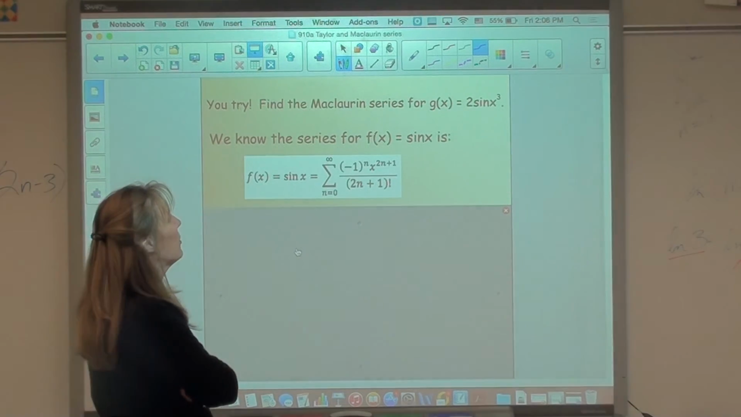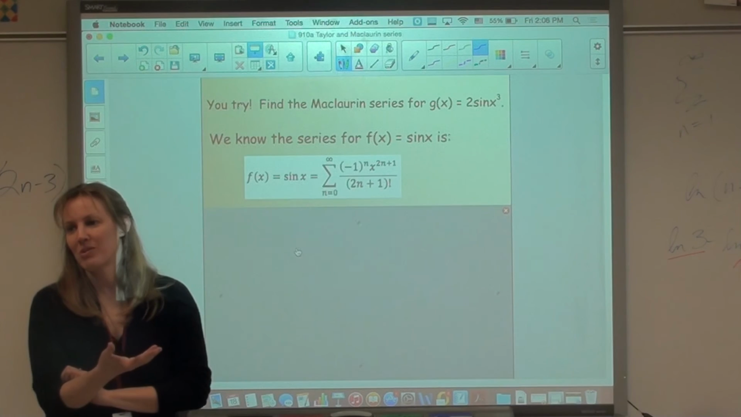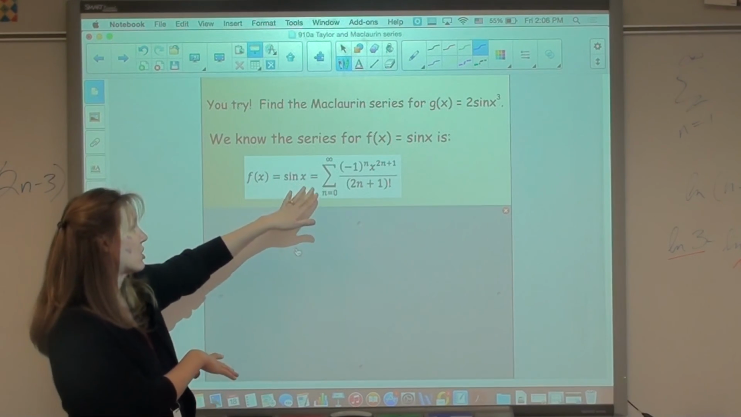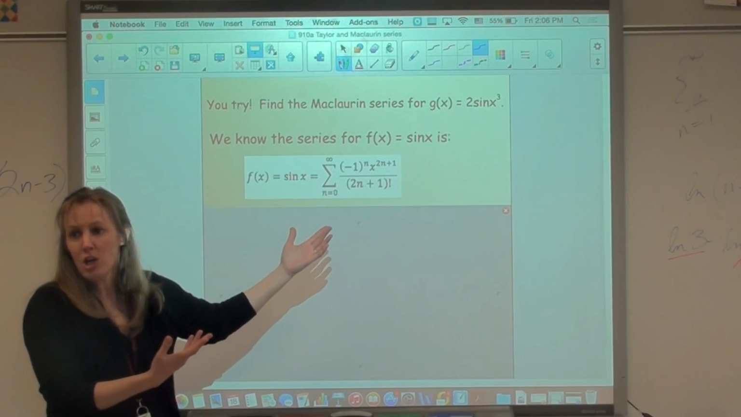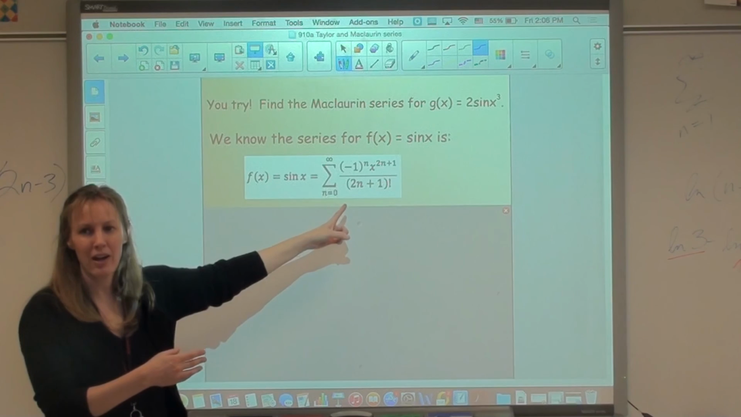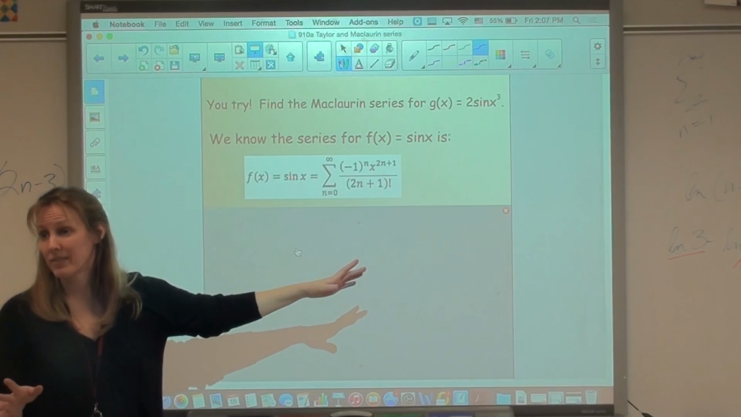Okay, come back. If you want 2 times the sine of x cubed, that's just 2 times the sine of x cubed. So you can take the sine of x cubed and then just multiply it by 2, right? You can have the 2 in front of the sigma or after the sigma, it doesn't matter. I put it on the inside, but if you put it on the outside, that's absolutely fine, right?